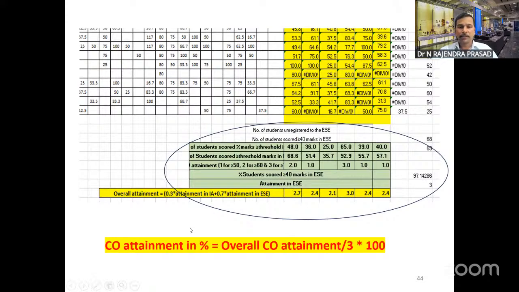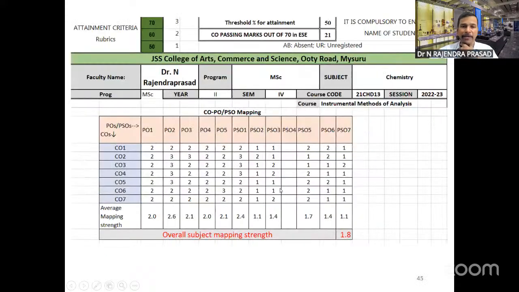Overall attainment: you calculate the overall attainment with 30% for the internal assessment test and 70% for the end semester examination. So 0.3 into the attainment in the internal assessment, that is 2, plus 0.7 into 3. Why? 3 is the attainment level in the end semester examination. You sum up, and you will get 2.7, 2.4, 2.1, 3, 2.4, 2.4. This is the overall course attainment. CO1 has been attained 2.7, CO2 attained 2.4, CO3 attained 2.1, then 3, 2.4, 2.4. This is out of 3. This is how course attainment will be calculated.